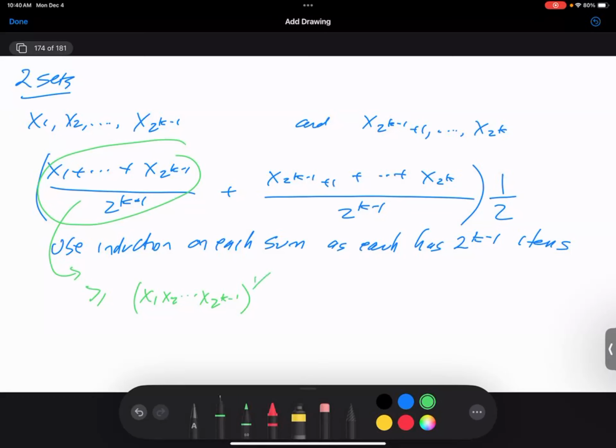One over 2 to the k minus 1. And the other one over here, that's going to be greater than or equal to x_{2^(k-1)+1} through x_{2^k}, and we take that to the 1 over 2 to the k minus 1.